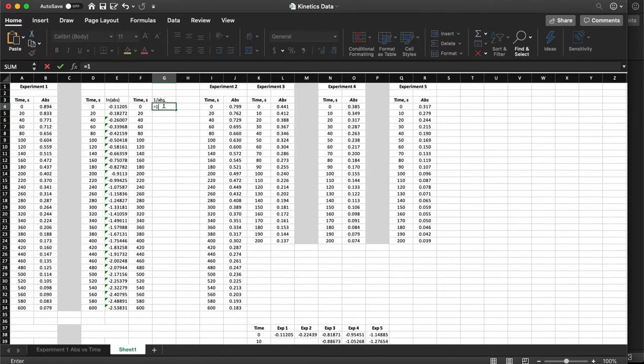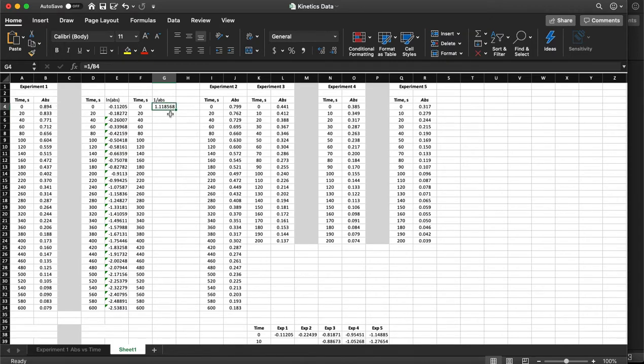So now I can hit 1 divided by, and the absorbance value is over here. I'm just going to click that box. And alternatively, you could actually enter the cell label. See how the label is B4 that's highlighted and popped up there? I could just type B4. That would also be fine. But you can also just click the box. And now if I hit enter, it's immediately going to calculate 1 divided by that absorbance value.